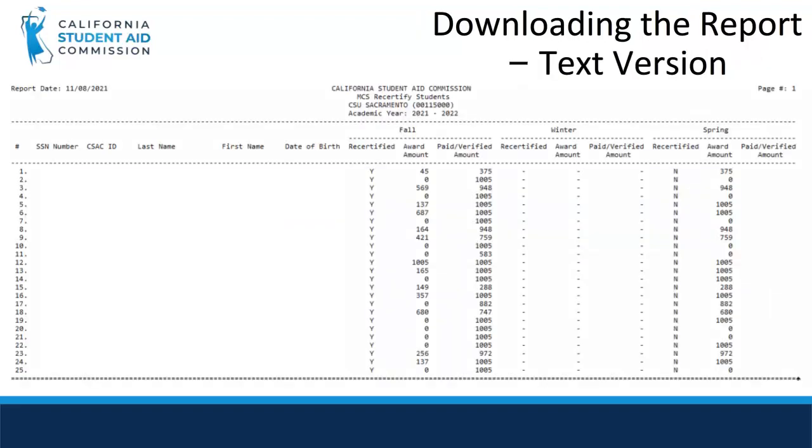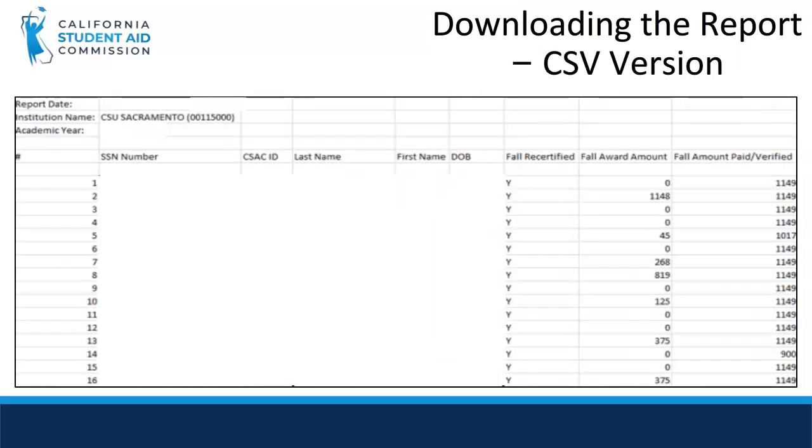Select the text option and select Download Roster. This is the text version. Select the CSV option and select Download Roster button. This will produce a file that can be opened within Microsoft Excel.